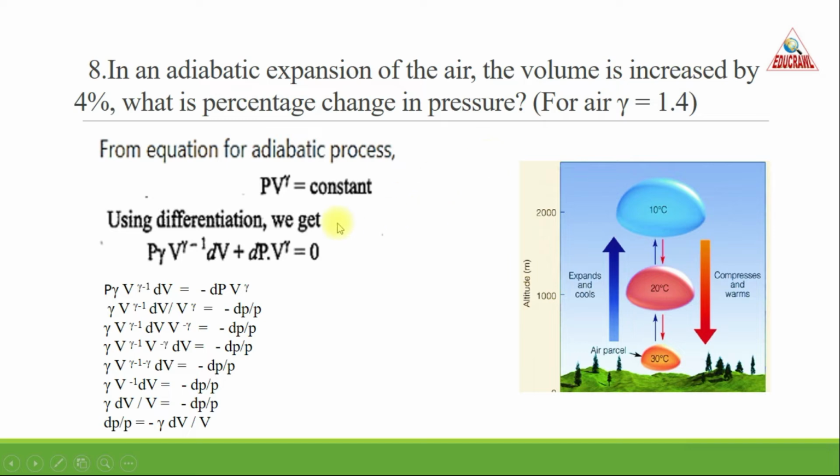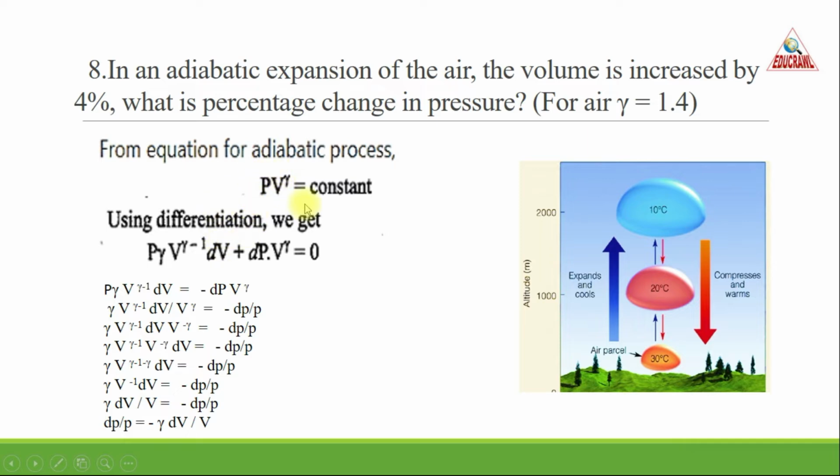So what we have to do is differentiate this equation, P V power gamma is equal to constant. So how to differentiate? We use the UV formula. Differentiation of UV is equal to UdV plus VdU. That is, you have got two terms. When you differentiate the first term, the second term is considered to be a constant. And when you differentiate the second term, the first term will be a constant.